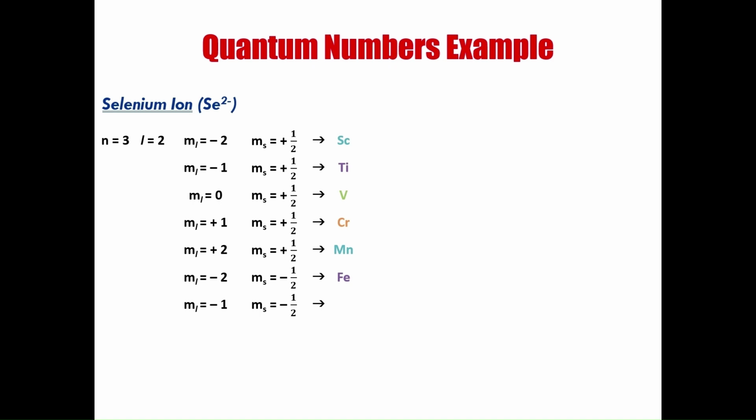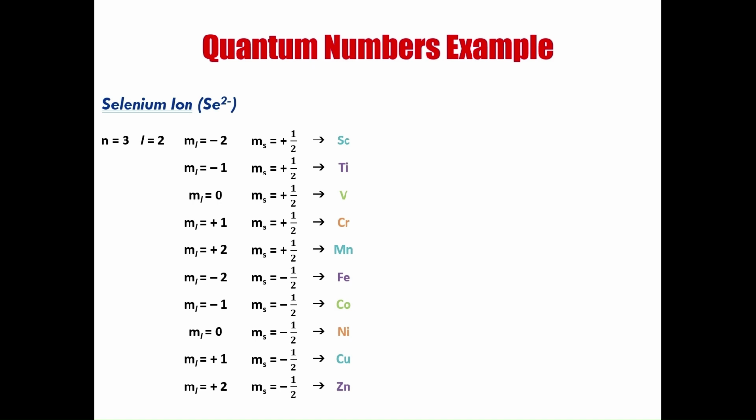Negative 1, cobalt. 0, nickel, and positive 1, copper, and positive 2, zinc. And so by doing what I've just done, I've half filled the d orbitals first with positive spin, and now I've filled the d orbitals by pairing up those half-filled electrons with a negative spin. And so now I've completed my d orbitals for the third energy level.